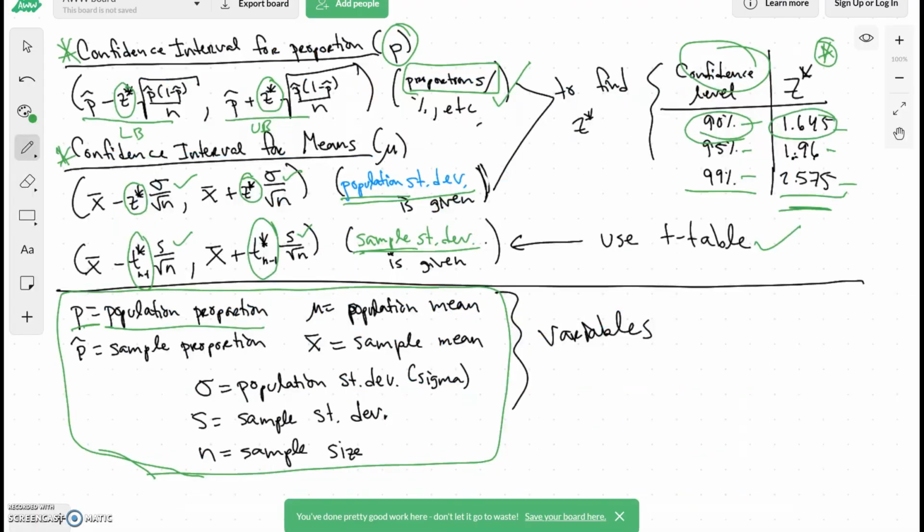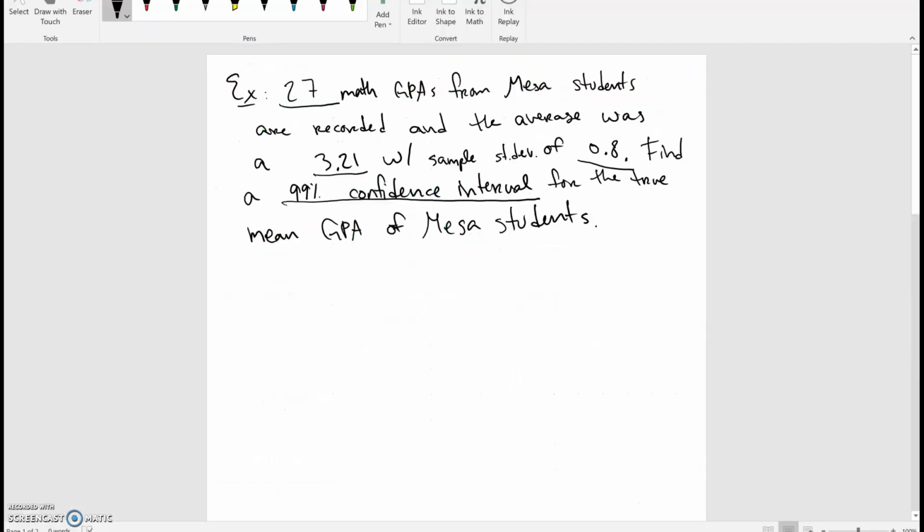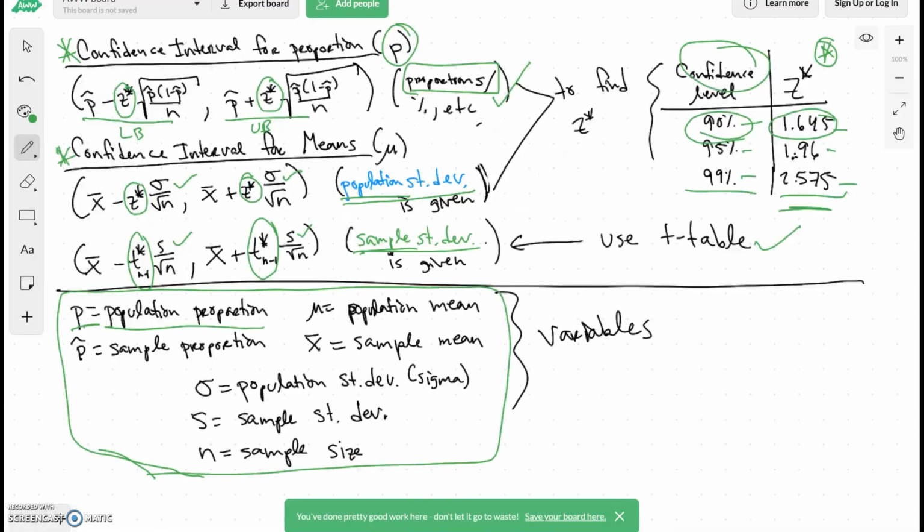Okay, anyways, I forgot what I was saying, but we were trying to figure out a 99% confidence interval for the mean GPA for MESA students, math students in this case. So if we look here, which confidence interval do we want? Well, we don't want it for proportions, because there's nothing that says proportions, but we did look at means, so it has to be one of these two.